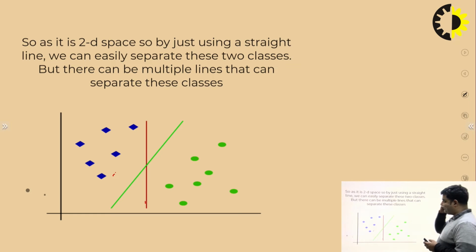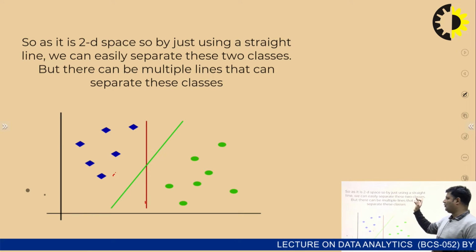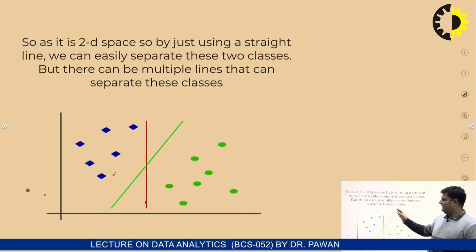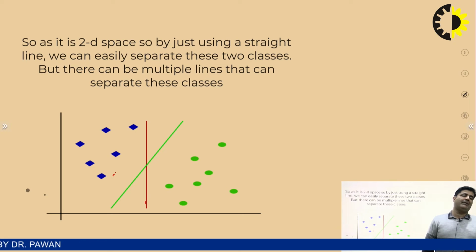As mentioned in the PPT, we have a two-dimensional space, and a straight line which can easily separate the two classes. With the help of multiple lines, we can put many other lines also. Now which is the best fit line? Which line is the best? This is the question for the SVM model.